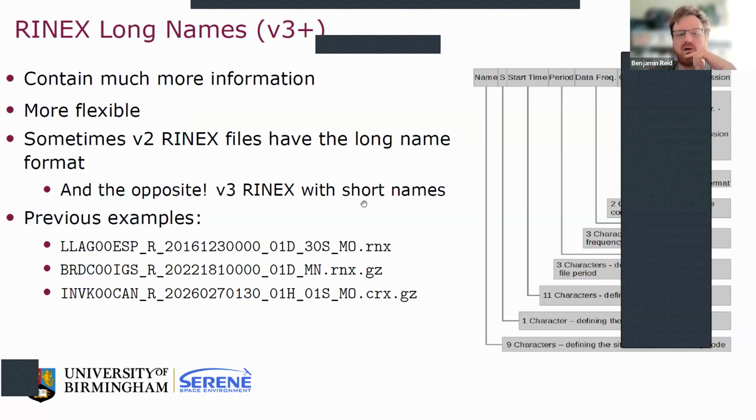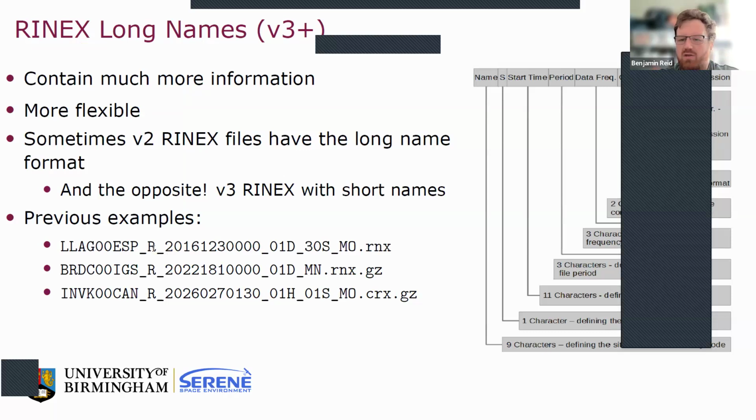So the long file names are much more helpful. They have much more information. So you can see here, these are the same files from before, but with the long file name. So you can see LLAG. Then it has this second set of characters that don't often get used very much. It has ESP. So this is from Spain, Hispania.